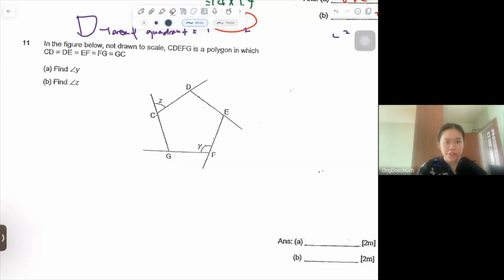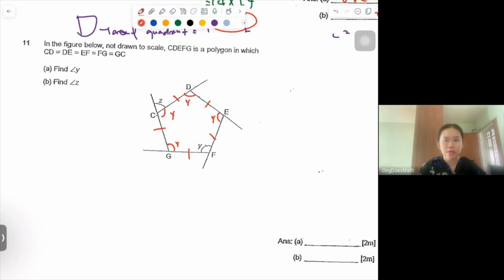Okay, we'll move on to question 11. In the figure below, not drawn to scale, please don't take out your protractor. CDEFG is a polygon in which CD equals DE equals EF equals FG equals GC. Then they ask you to find angle Y. When all sides are the same, it also means that all angles are the same. So all these are also equal to angle Y.